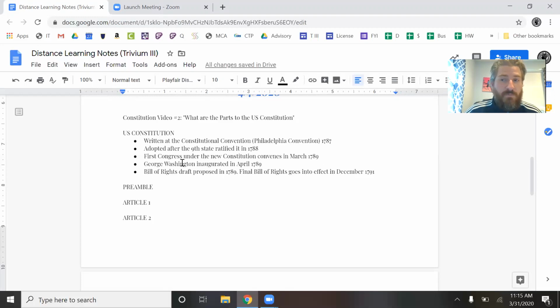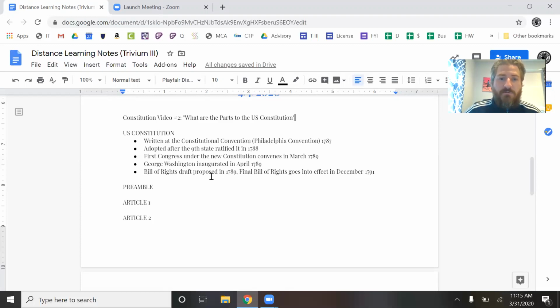George Washington, our first president, the only one unanimously elected, in April of 1789, becomes president of the United States. Before that, we didn't really have a president. Okay, we had a president of the Congress, but not the president of the United States. So the executive branch starts in 1789.